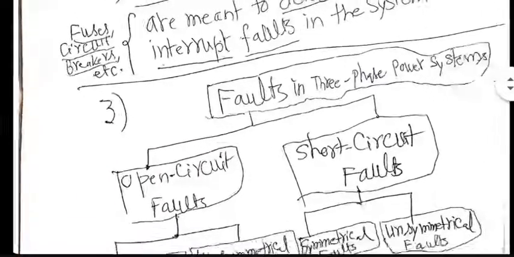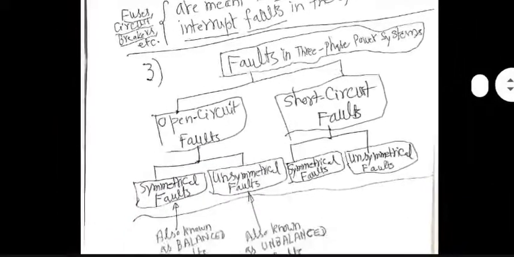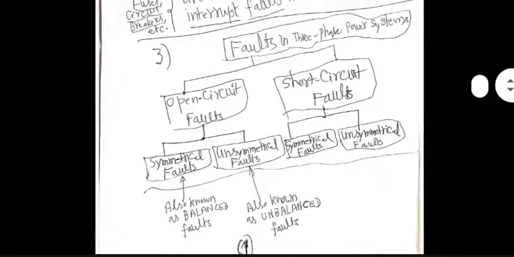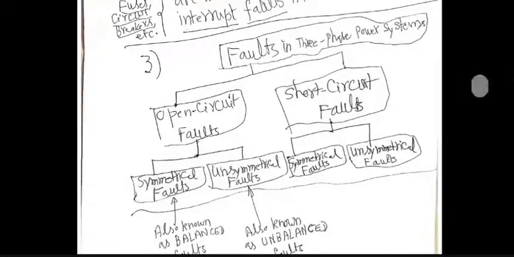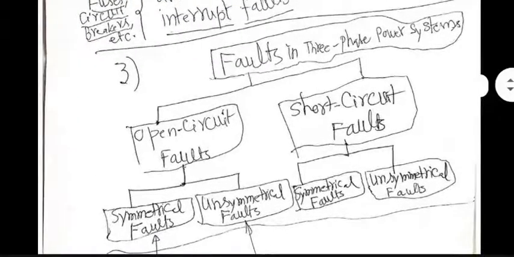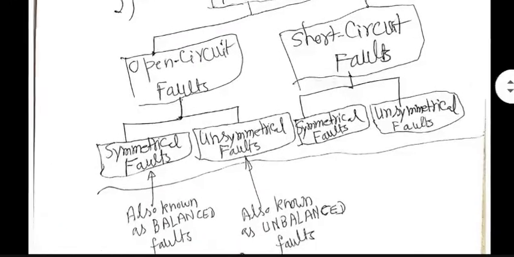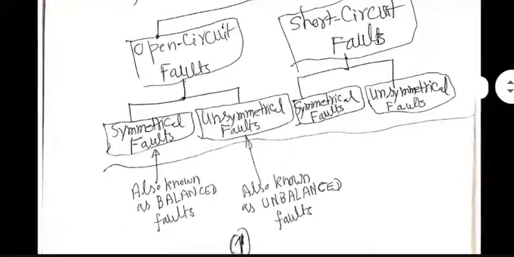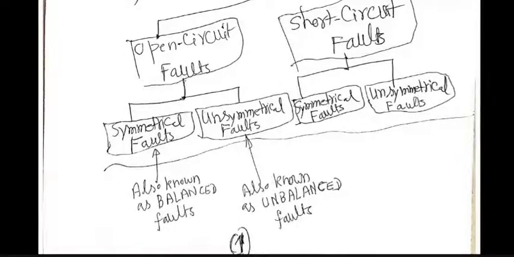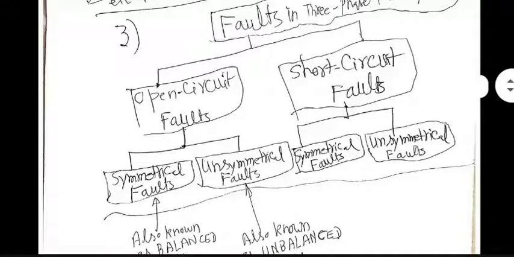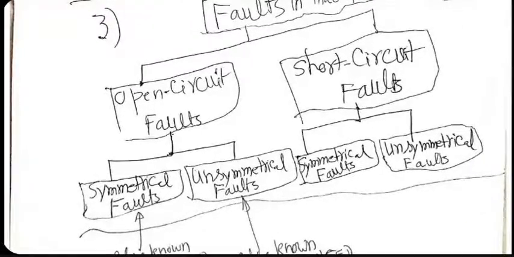In a three-phase system, typical faults are these. Open circuit faults or short circuit faults. Two possibilities are there. A wire gets short circuited to another wire, or a wire gets cut for whatever reasons. Now, under open circuit faults, it can be symmetrical or unsymmetrical. That means all wires are being affected in the same manner, or they are being affected in different manner. And under short circuit also, the same broad classification applies.